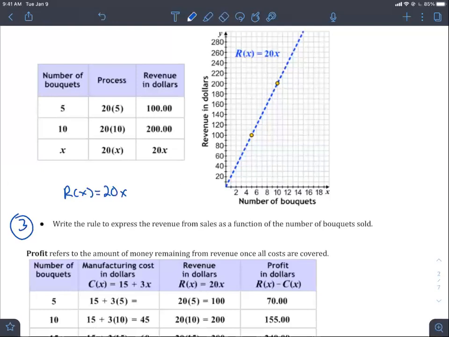Our function rule for our revenue is that R of x equals 20x, 20 representing the price of the bouquet that they are going to sell it for. And pause here briefly to watch the answers roll in. So number 3, R of x equals 20x.